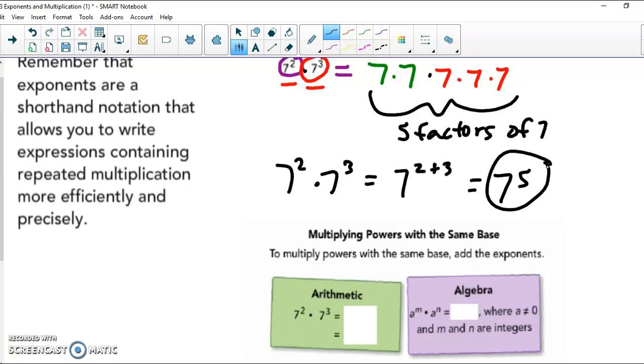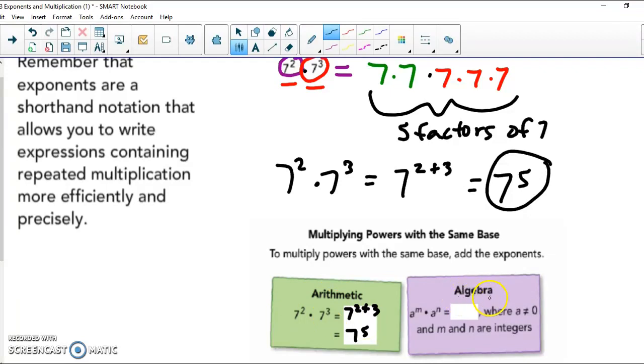So when we see this, let's remember that when I am multiplying the same base, I'm going to add the exponents. And it's going to help us all out if I write the correct information here. So 7 squared times 7 cubed equals 7 to the 2 plus 3 power, which is 7 to the 5th power. So that's what it looks like in arithmetic, or with numbers.